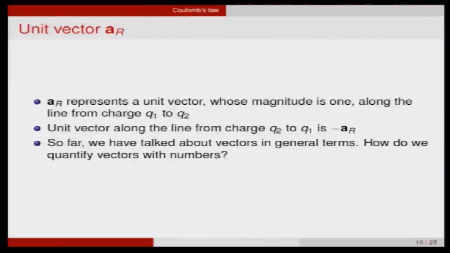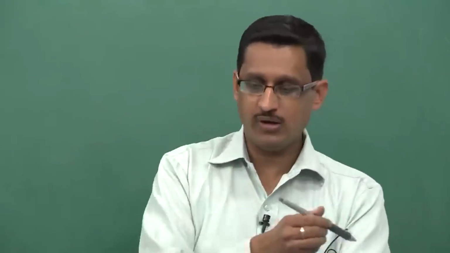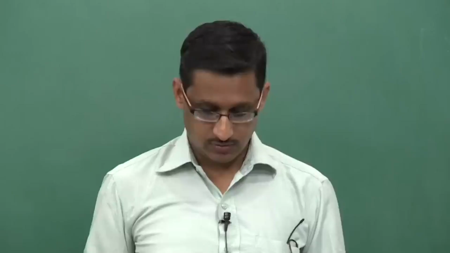There is one more thing, this is again a vector quantity. AR represents the unit vector whose magnitude is 1 along the line from charge q1 to q2. Okay. If you want to specify a unit vector along a line that joins q2 to q1, that is a vector that originates from q2 back to q1, that unit vector will simply be minus of AR, right. So, it will simply be the negative of AR, and this part is hopefully very familiar to you. So far we have talked about vectors in their general terms. We now quantify vectors with numbers using coordinate systems, or we will quantify vectors using vector analysis.